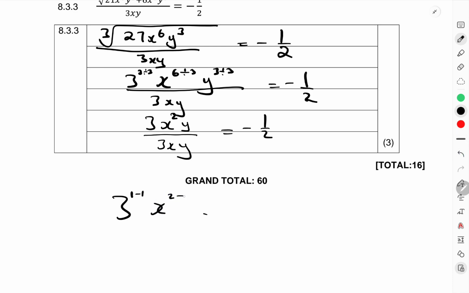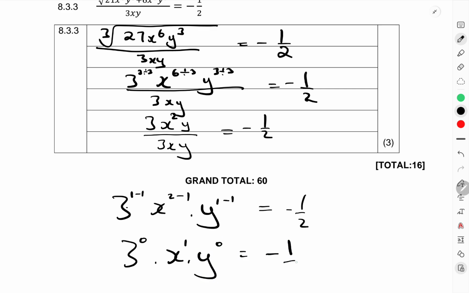I'm going to have x to the power of 2 minus 1. This base and this base, they are the same. What am I doing? I'm dividing, therefore I should subtract the exponents. Then here I will have y to the power of 1 minus 1. This base and this base, they are the same. What am I doing? I'm dividing, therefore I should subtract the exponents, which is the same as negative 1 over 2. Now here I'll have 3 to the power of 0, because 1 minus 1 is 0, multiplied by x to the power of 1, y to the power of 0, which is the same as negative 1 over 2. Any number to the power of 0 is 1.